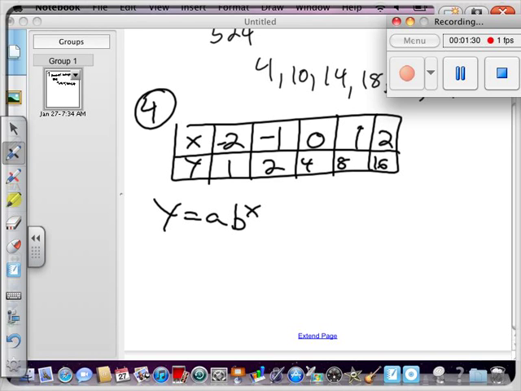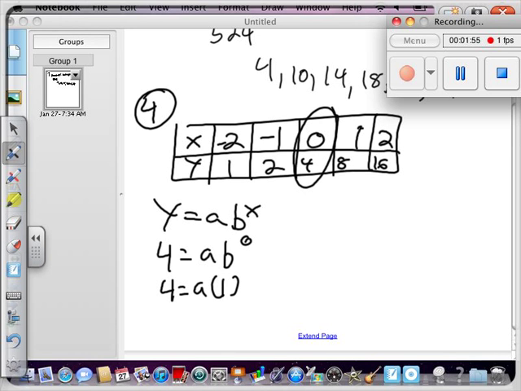So this is how we're going to figure out what A and B are. We're going to take the 0. Anything to the 0 power is what? Who remembers? What was that? 1. So if I put this into this problem, so if I put 4 equals AB to the 0, okay? B to the 0 power I know is going to become 1, so I'm not going to worry about that right this second.